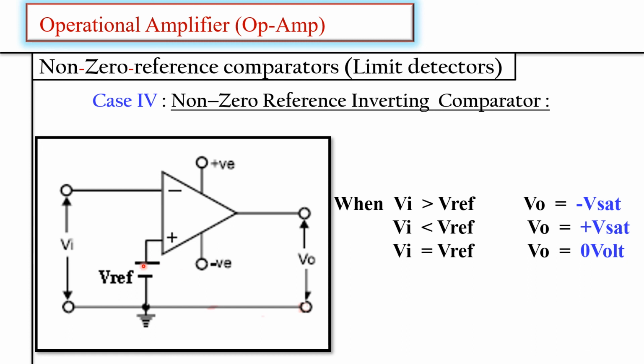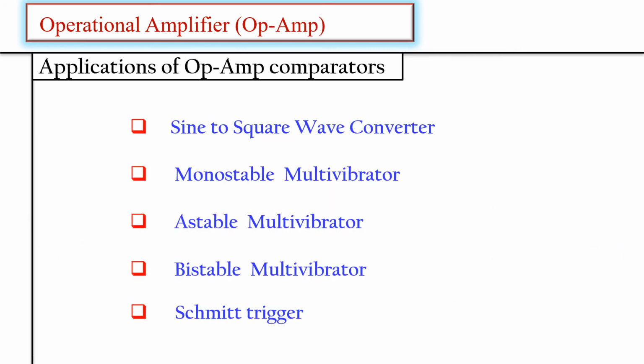So these are the four cases of the comparator circuit, which can be used in many applications. Applications of op-amp comparators: as sine to square wave converter, as monostable multivibrator, as astable multivibrator, as bistable multivibrator, and as Schmitt trigger. So these are the applications of op-amp comparators.